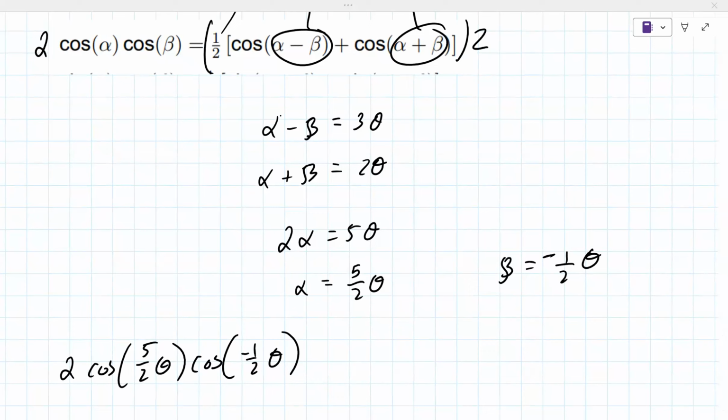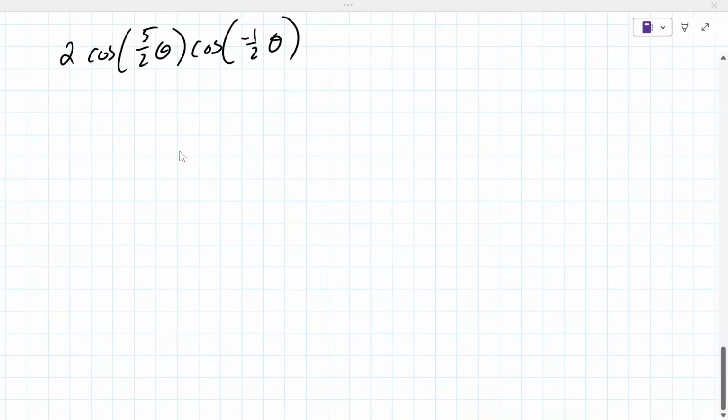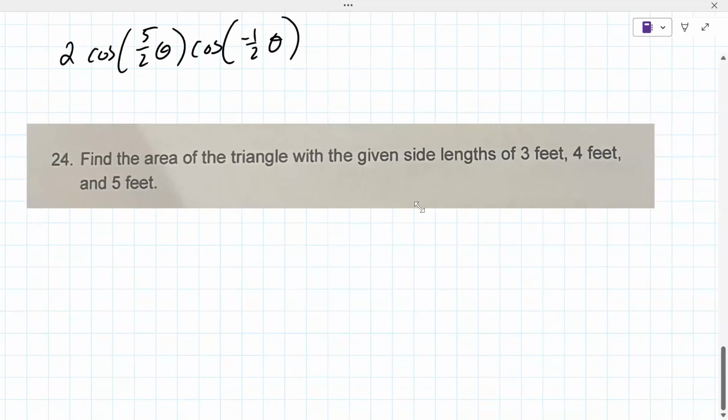Any questions on that? No, that makes sense. All right, so the next ones I see here are, I think you said 24, 25. Okay. So this is a formula. There's no way to do this without the formula. It's Heron's formula. Have you heard of that before?